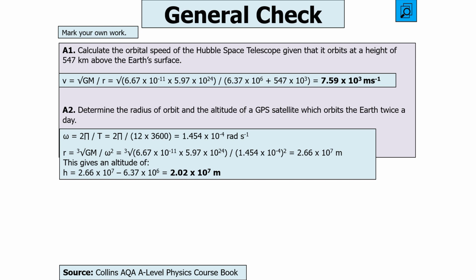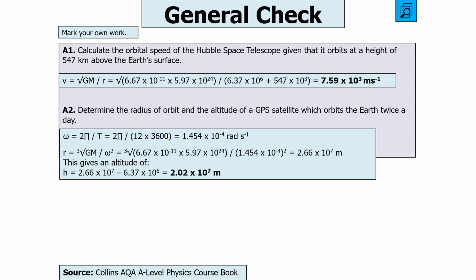Now this next one, again, we've got to work out our angular velocity by doing 2 pi over T. We know that it orbits twice a day, so we can do 12 times 3,600 for the orbital time, because there are 3,600 seconds in 1 hour, and it orbits once every 12 hours. So we get our answer to be 1.54 times 10 to the minus 4 radians per second.